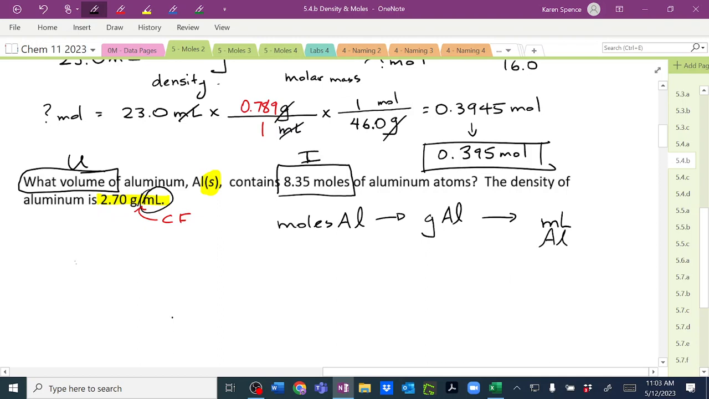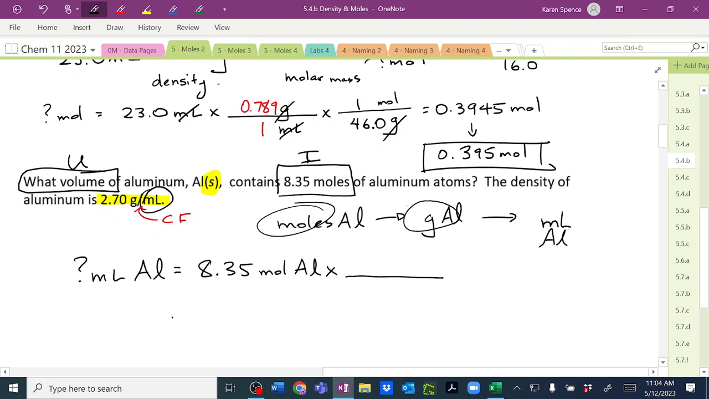So let's find the milliliters of aluminum. We're going to take 8.35 moles of aluminum times, we're going from moles to grams, so we want moles on the bottom, cancel out, and grams on the top. Molar mass of aluminum is 27.0 grams per mole.